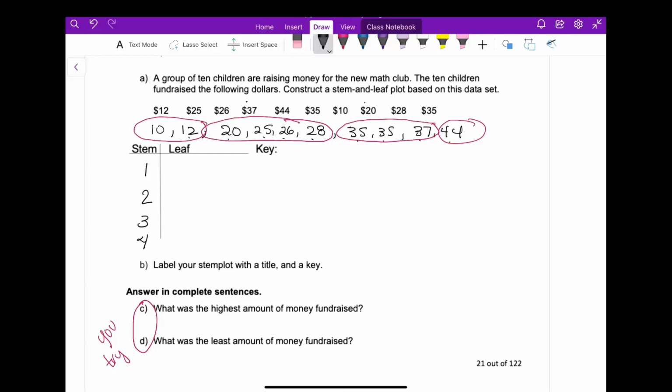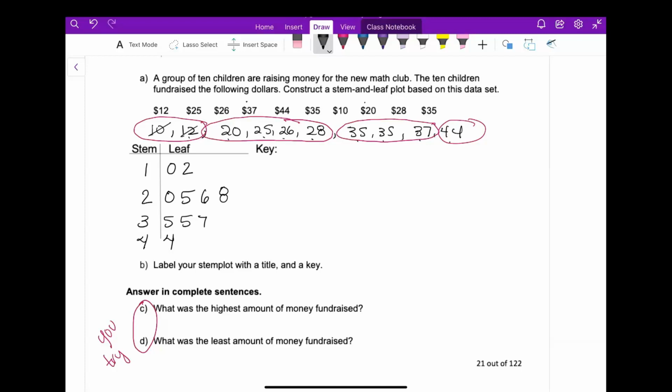The first value, 10. Here's 10. The next value, 2. There are no commas in between. Anybody who reads a stem and leaf plot knows that these are two separate values, no commas needed. So we took care of those. 20, here comes 20, 25, 26, and 28. 35, 35, 37, and 44. You're all done. You created your very first stem and leaf plot.